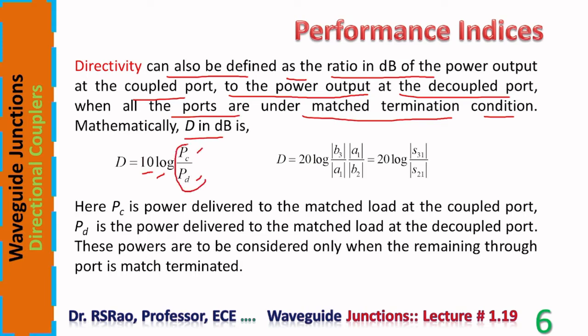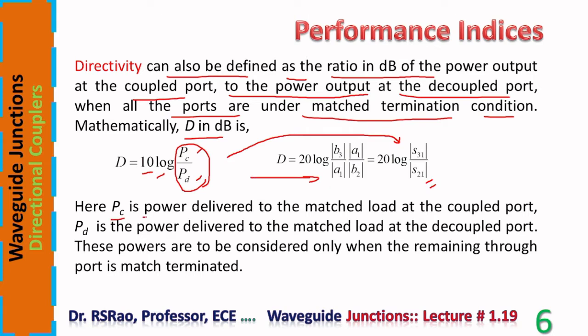This power ratio can be converted into a ratio involving scattering parameters. In such a case, D becomes equal to 20 log |S31| by |S21|. The derivation or connection between the power definition and the S-parameters definition is simple, it is obvious, it doesn't require any explanation.